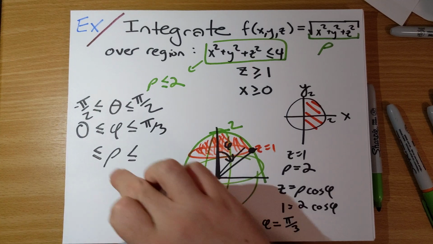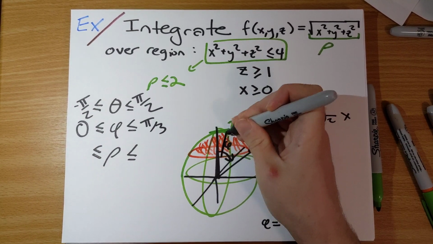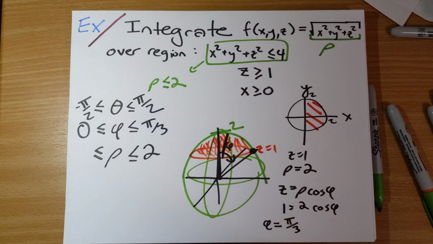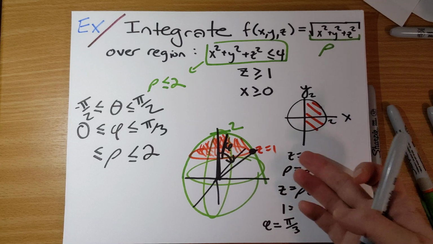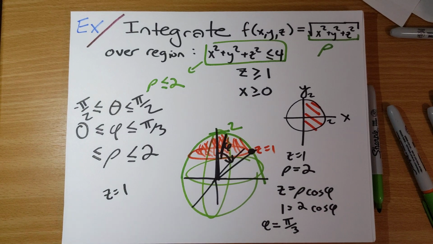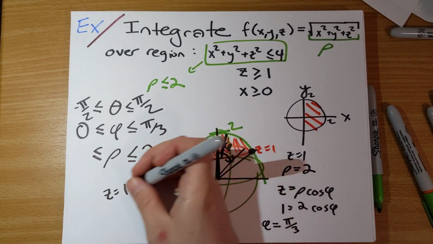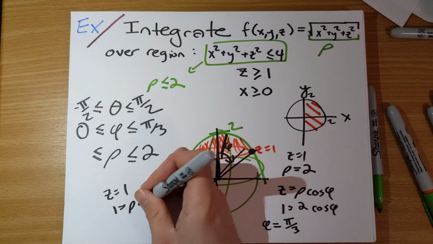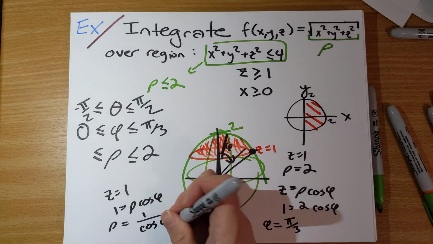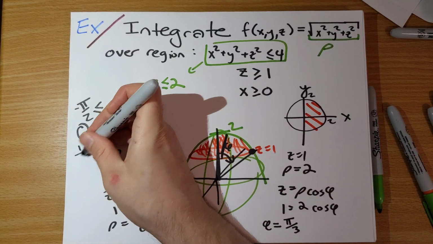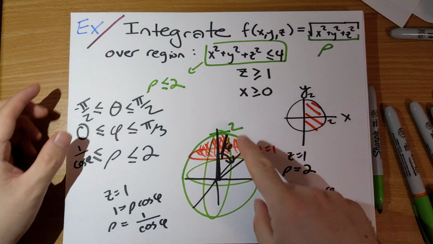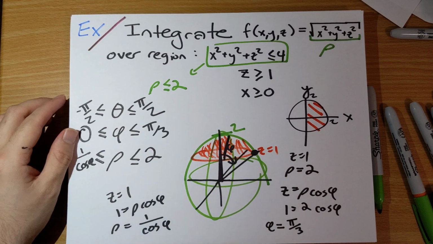And then as for our rho bounds, we need to pick up that chunk of rho here. The biggest rho can be is 2. The smallest rho can be corresponds to the plane z equals 1. But again, z is rho cosine phi, so 1 equals rho cosine phi. Rho is equal to 1 over cosine phi. So this is all of our setup that we need to do.